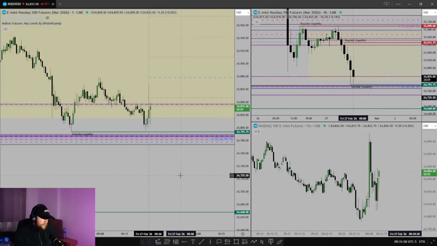So we might see a pretty slow PA here in the first 30 minutes. If nothing is going to show itself in the seconds time frame, then we might just sit still and wait for the PM session to then trade into one of those liquidity pools.